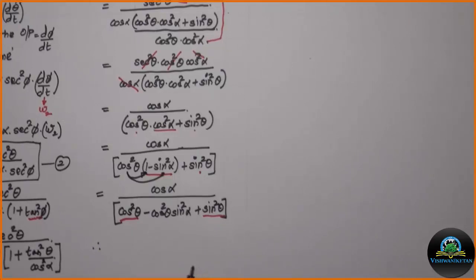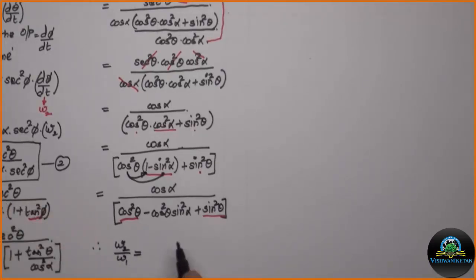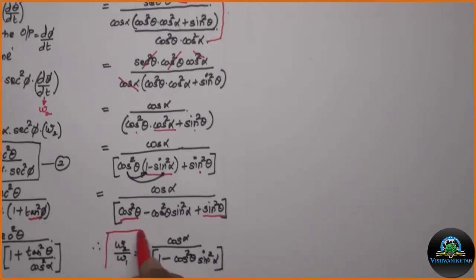So therefore finally angular velocity ratio of the output shaft upon the input shaft speed can be written in a very simple format as cos alpha in the numerator, 1 minus cos square theta sin square alpha. And this, if you notice, is a very easy velocity equation of the entire Hooke's joint to remember. End of part 3.